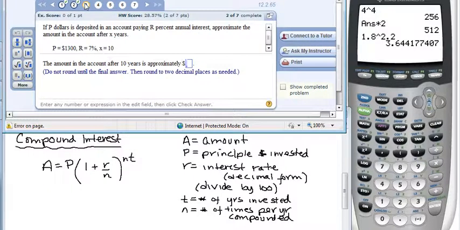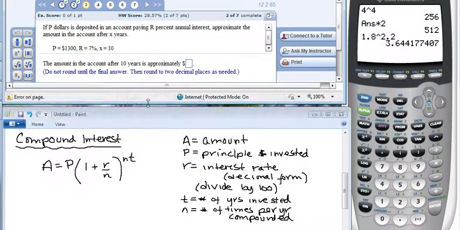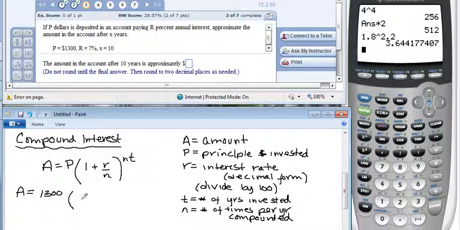We're just going to plug into this formula. We want to know how much money we have after 10 years of investing $1,300 at 7%. The amount of money that I'm going to have is A, and I've got $1,300 to start out with. I've got 1 plus my rate. Remember, N is 1 here, so those don't count. Dividing by N or raising it to the first power, either way, it doesn't matter. If my interest rate is 7%, my rate as a decimal is 0.07, and my T is my time.